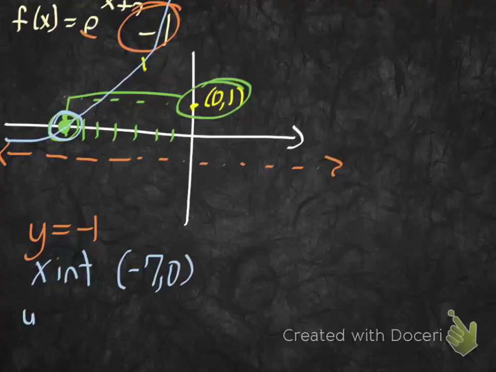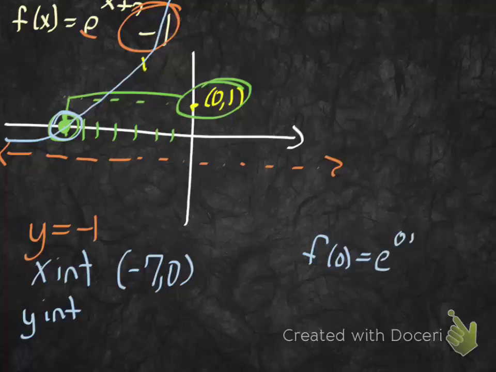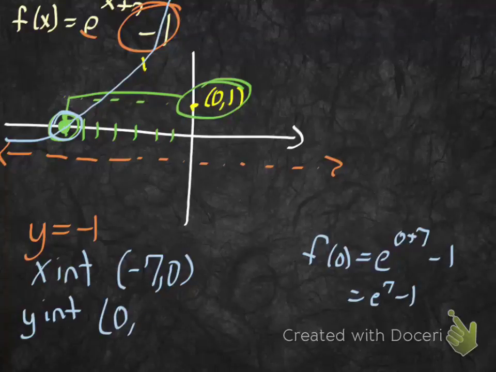My y-intercept is when I do f of 0. So that's e to the 0 plus 7 minus 1. So that is e to the 7th minus 1. And that's how you're going to write it for your y. So 0 comma e to the 7th minus 1. It's going to look like you're not finished, but the computer wants you to leave it in these terms. Okay?